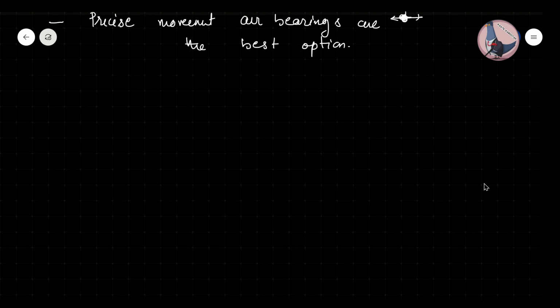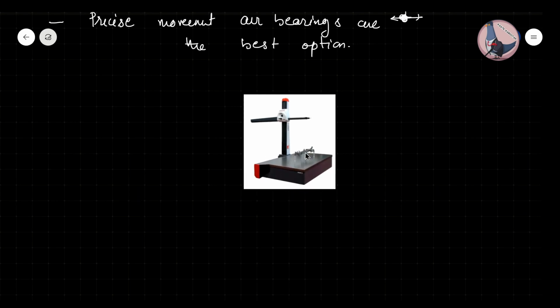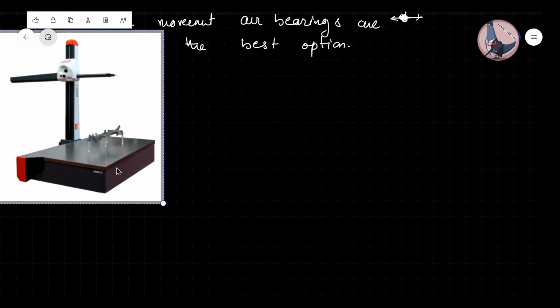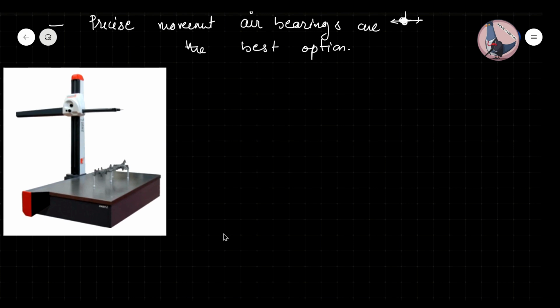Fine. Now we will be seeing the next type of CMM, which is your cantilever type. I will be showing you the picture of it. So this is your cantilever type.